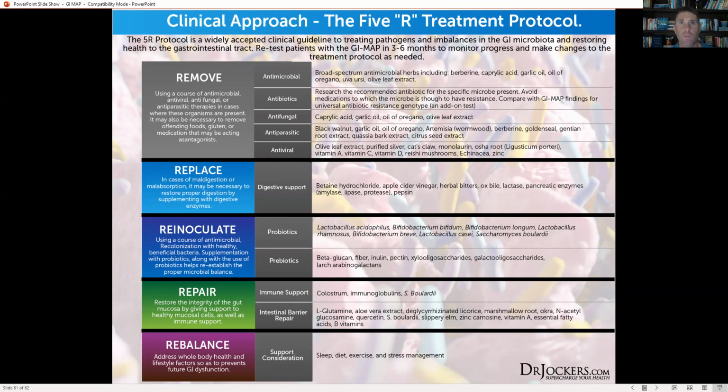So there are different strategies and approaches that people take, but the most common process is remove and replace first. You're doing those together. Then you're reinoculating and repairing while you're continuing to replace, right? So you stop the remove after you get rid of the pathogens, and then you're doing the replace, reinoculate, and repair all together. And the whole time you're obviously trying to do the rebalance. And that's your lifetime support, keeping your sleep, your diet, your exercise, and your stress management under control.